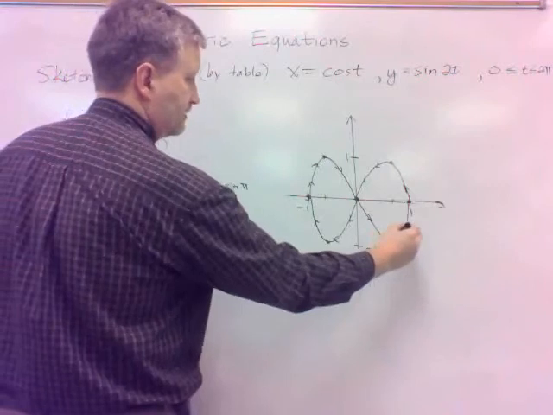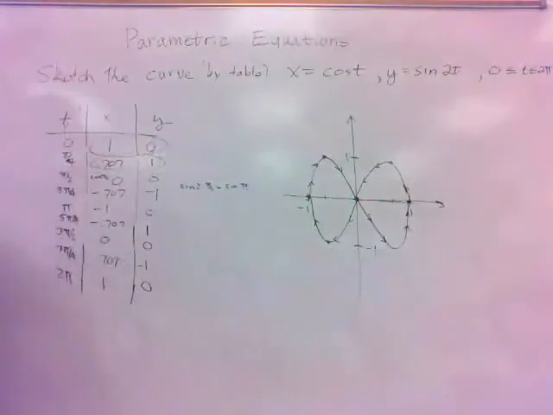Kind of looks like an infinity symbol. Small one. What do you think? Interesting little curve, isn't it? And that's just using cosine t, sine of 2t. Very simple curves, but that leads us, parametrically speaking, to a nice little graph. Okay?